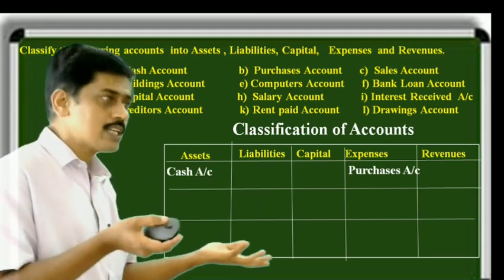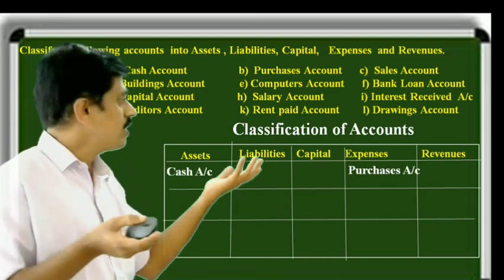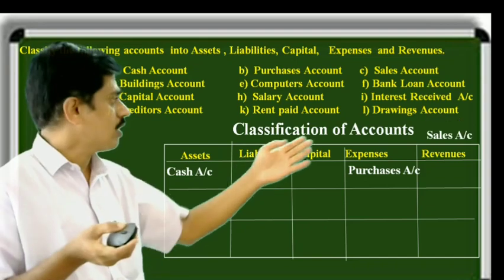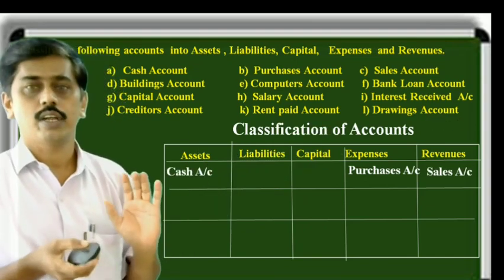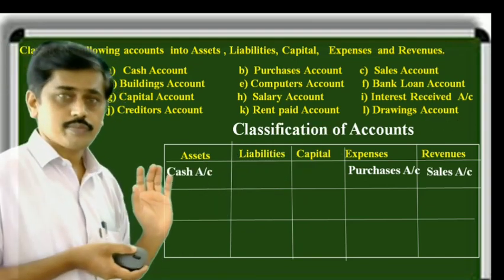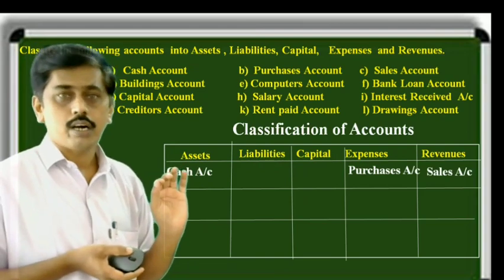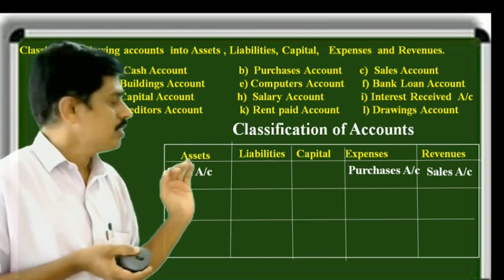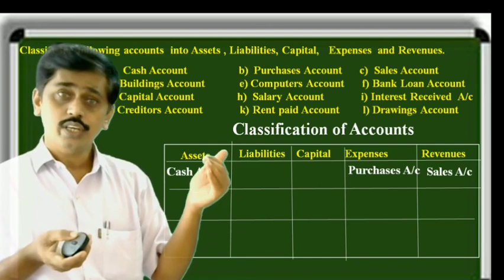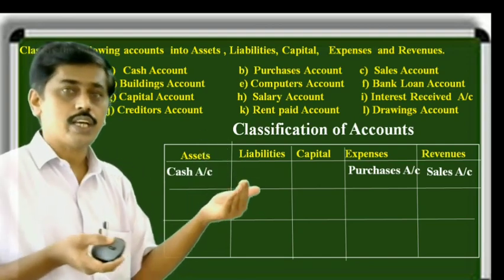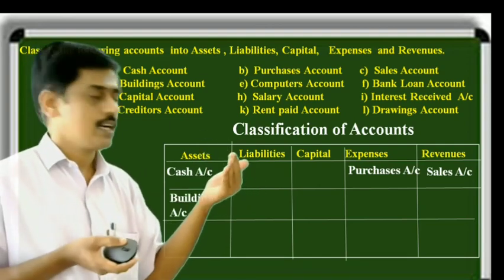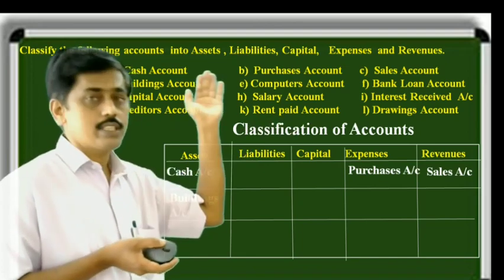Obviously it is an income to the business. So it is revenue account. Sales account, revenue account. You write that under the head revenues. Then building account. Building account. What type of account? Building is a fixed asset. So it is an asset account. So write it under the head assets account.